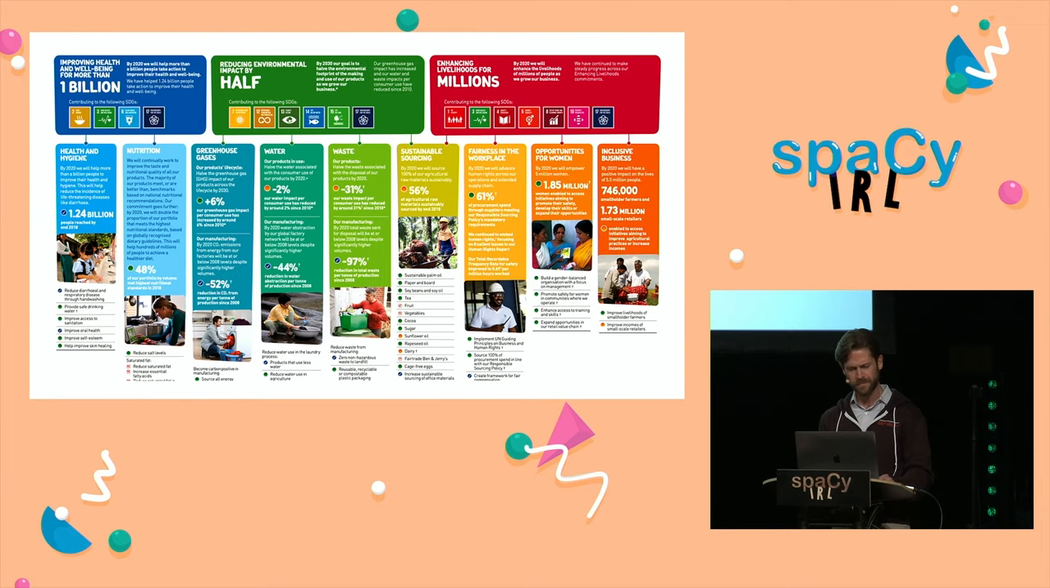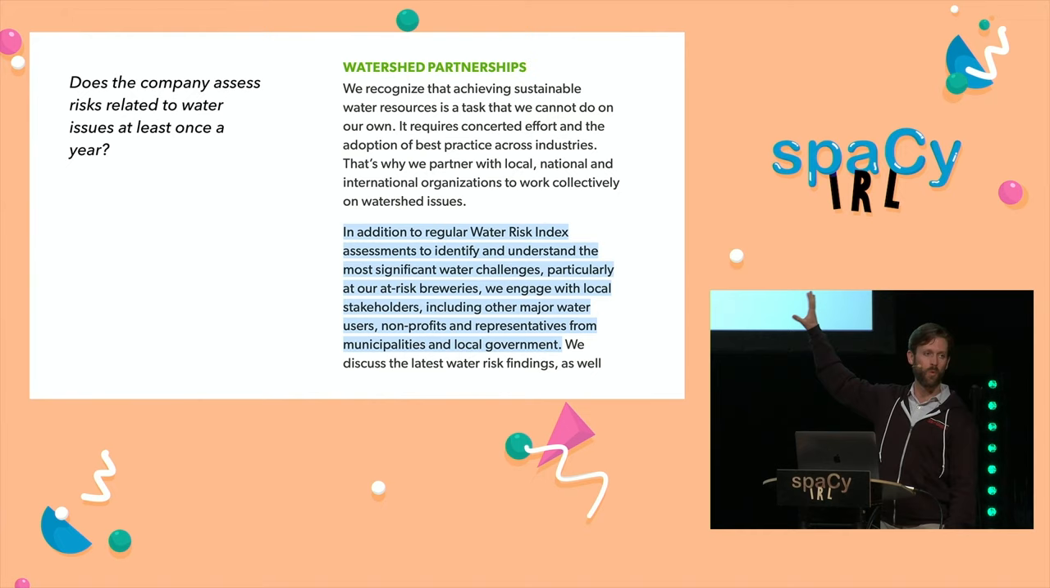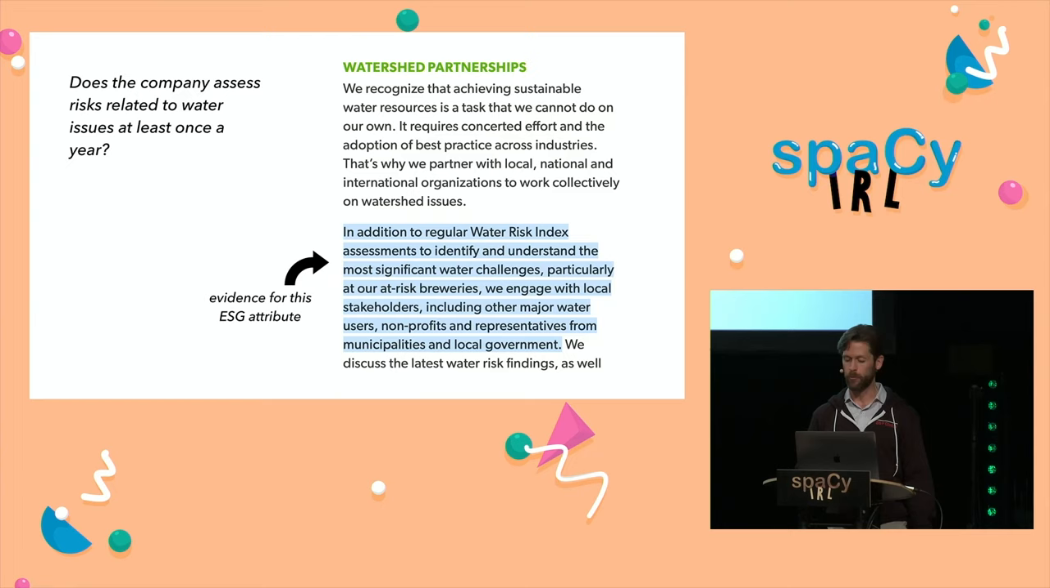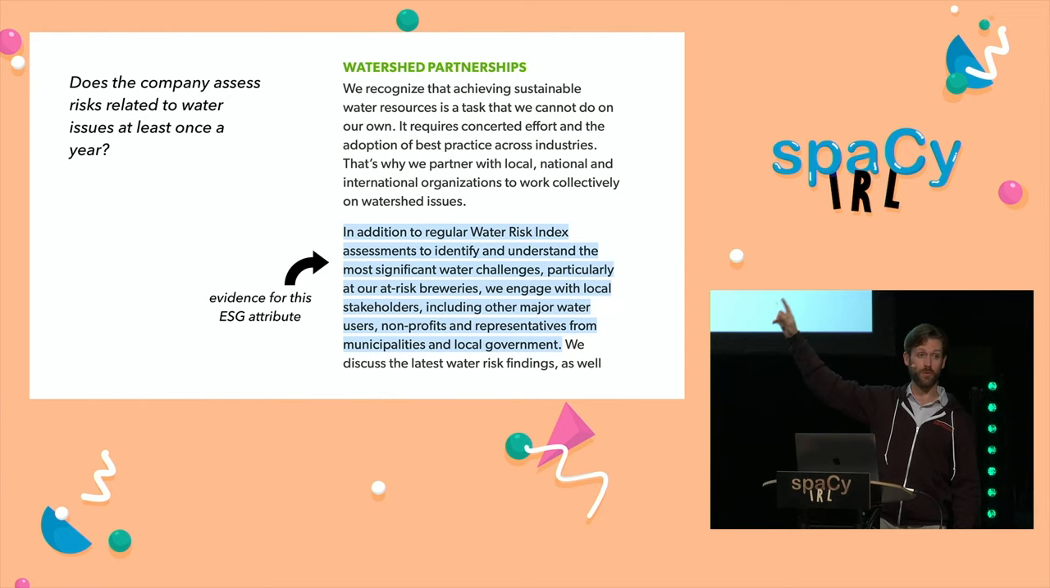So to make this even more concrete and get more specific here, we might have one ESG metric, like, does the company assess risks related to water at least once a year? And we might find somewhere in one of those documents or on their website a passage that looks like this, with the highlighted blue section. And we would refer to this sentence right here, regular water risk index assessments to identify and understand the most significant water challenges, et cetera. This would be evidence for this ESG attribute for this company.